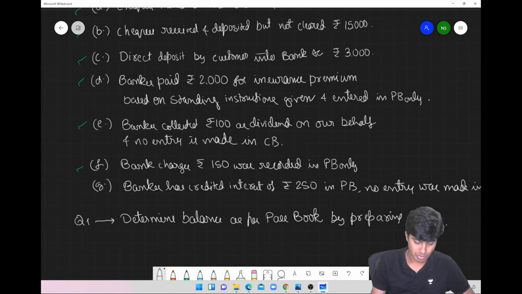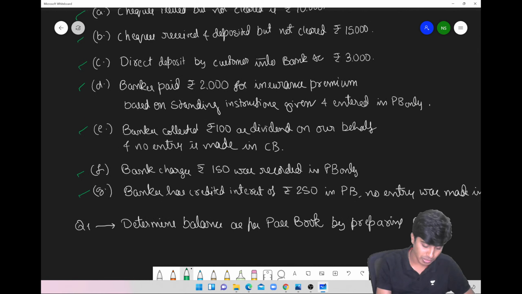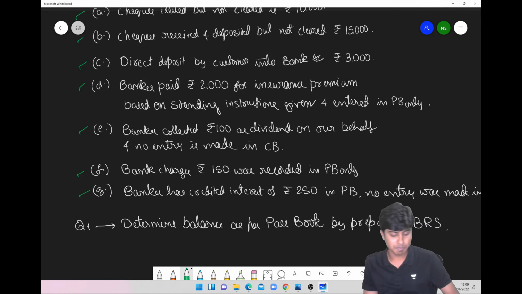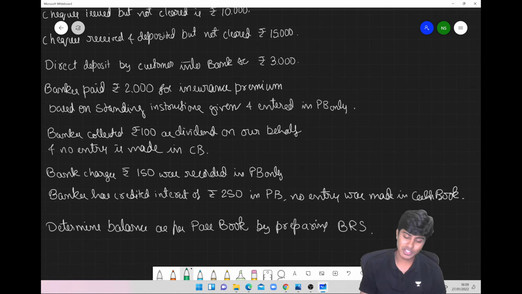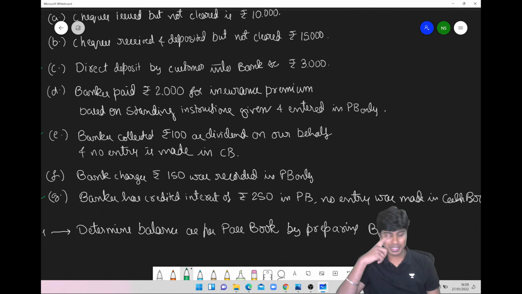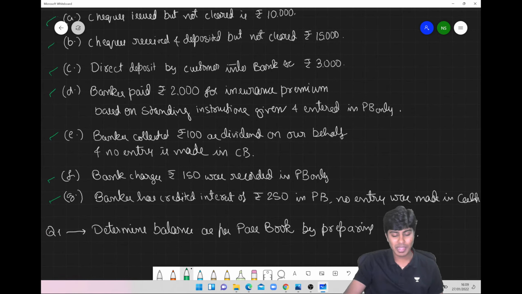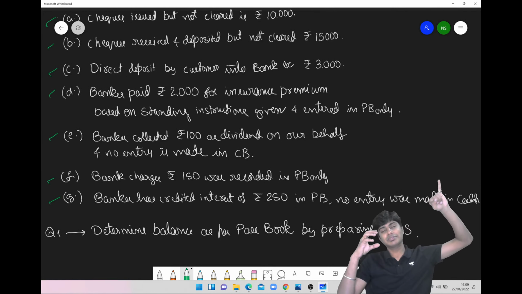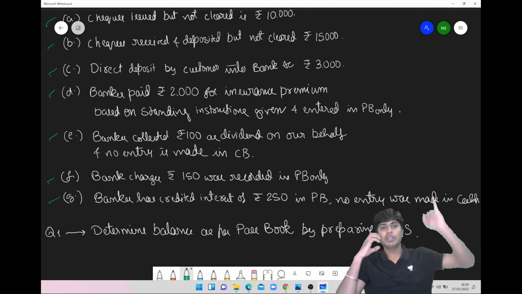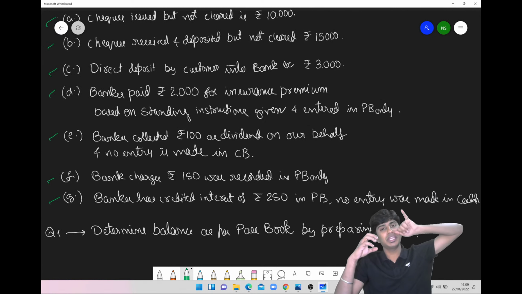What do we have with regard to our adjustment G? It is the bank who has credited us interest of rupees 250 in the passbook and no entry was made in this regard in the cash book. So congratulations, you received bank interest. The banker is giving you interest of rupees 250. When the banker gives you interest, your balance as per passbook has increased. But your cash book has not changed because you have not made any entry in the cash book.